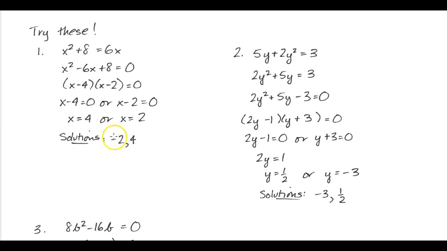Here's a Professor Stone mistake again. But this should be a positive 2 makes this factor 0, positive 4 makes this factor 0. So it's good to make sure we check.